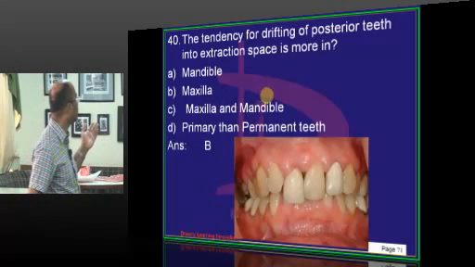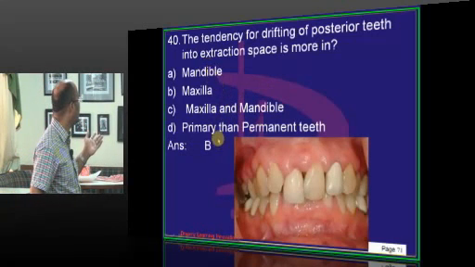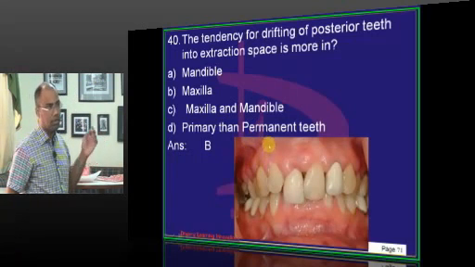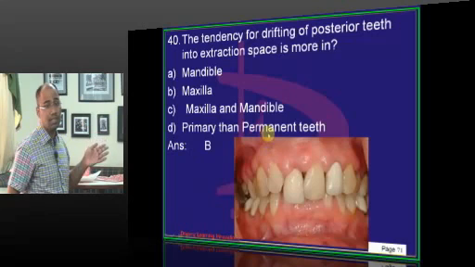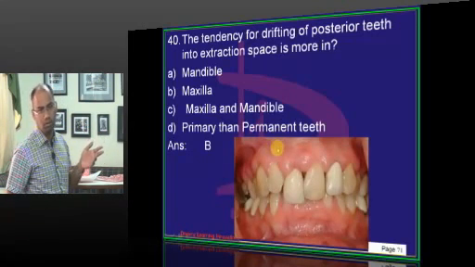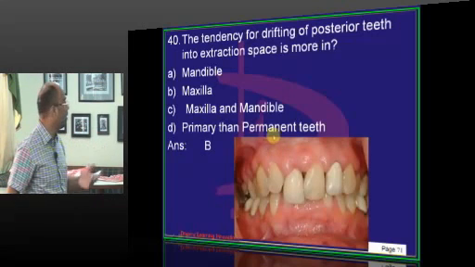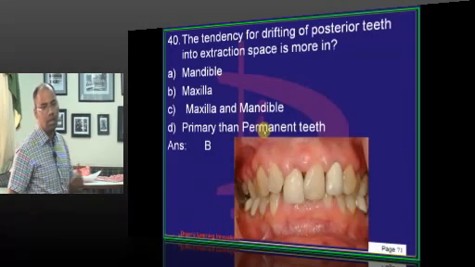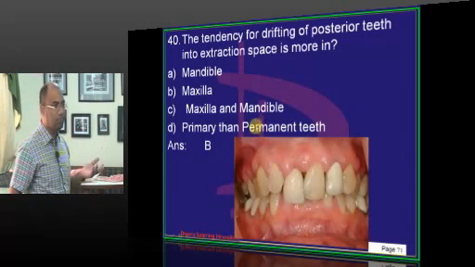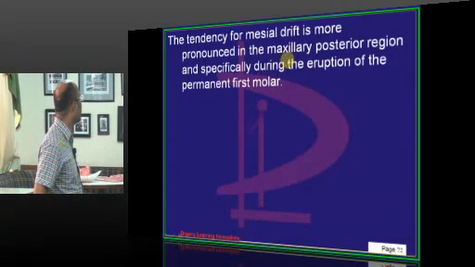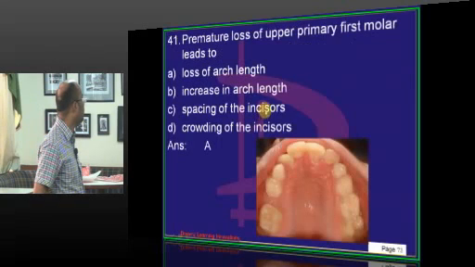So he is saying it is more in case of which? Maxilla, mandible, both? It is more in case of maxilla because of their inclinations and relatively less compact bone in the maxilla, whereas the mandible is a compact, solid bone when compared to the maxilla. It is a dense bone in the mandible, whereas it is a cancellous bone in the maxilla. So the tendency for drift is more pronounced in the upper posterior region when compared to the lower.